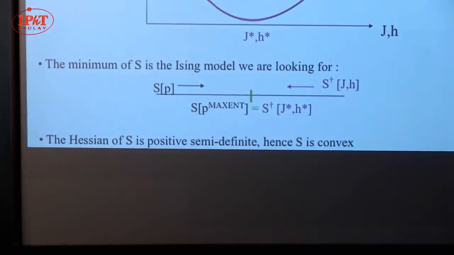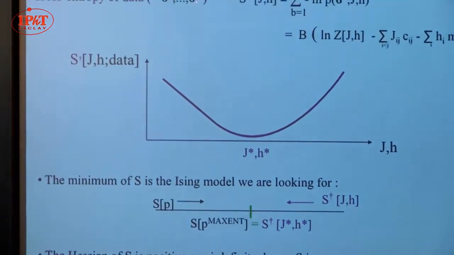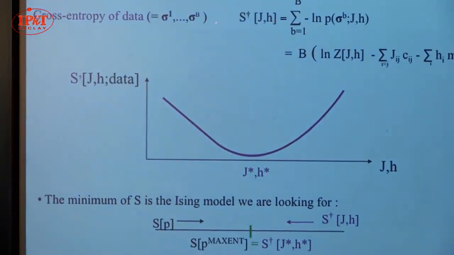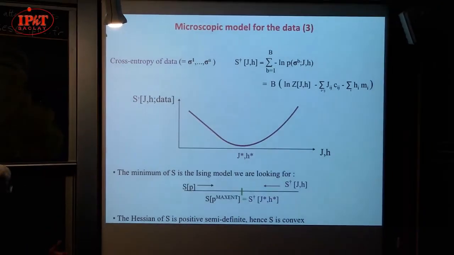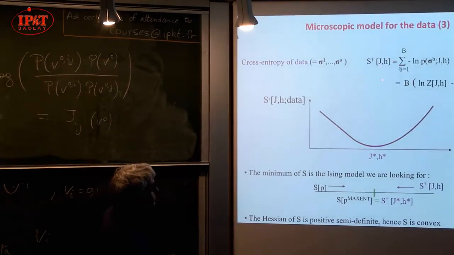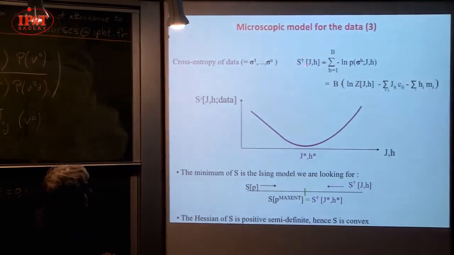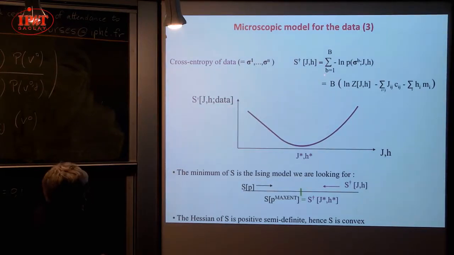So suppose my data come as a bunch of configurations, which I call sigma. So these are the v1 to vB, where B is the number of configurations, which I assume to be drawn independently from each other. So I can define a quantity which is called the cross entropy here, which is a function only of the parameters J and H, which is the sum over all data configurations of minus the log of the probability. Okay, so it looks very much like an entropy, except that I'm using the model distribution here.